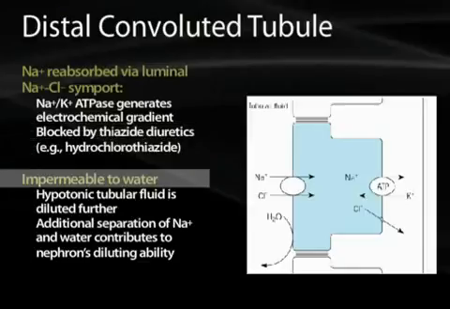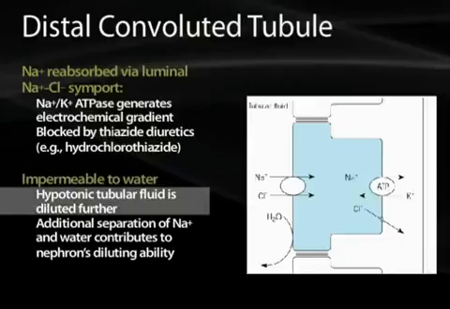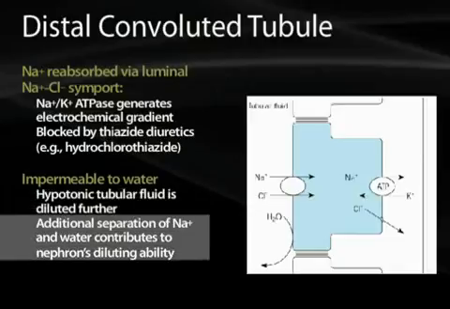As I said, the distal convoluted tubule, similar to the thick ascending loop of Henle, is impermeable to water. Therefore, hypotonic tubular fluid is diluted further. This additional separation of sodium and water reabsorption contributes to the nephron's diluting ability. The distal convoluted tubule thus serves as an important diluting segment of the nephron.